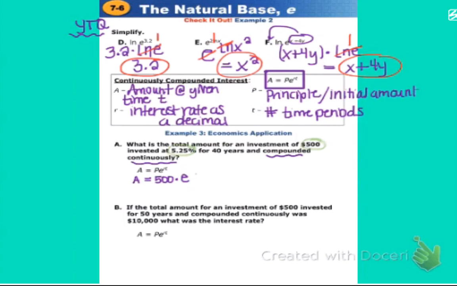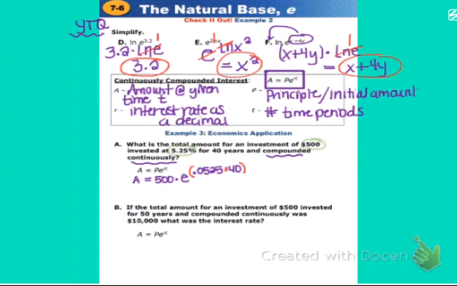As a decimal, it'd be 0.0525. And the number of time periods, the t, is 40 years. Remember, this whole thing is my exponent. So I'm multiplying 0.0525 by 40, and that's the whole exponent. Now let's go to our calculator and practice putting this in. Please do this along with me.